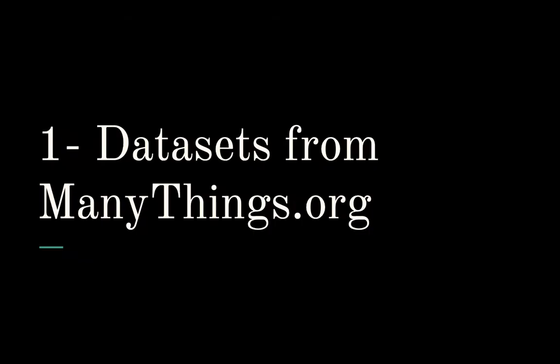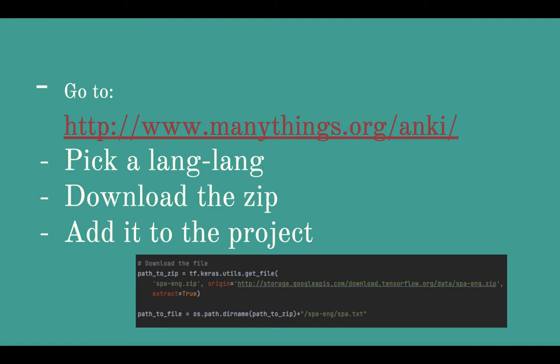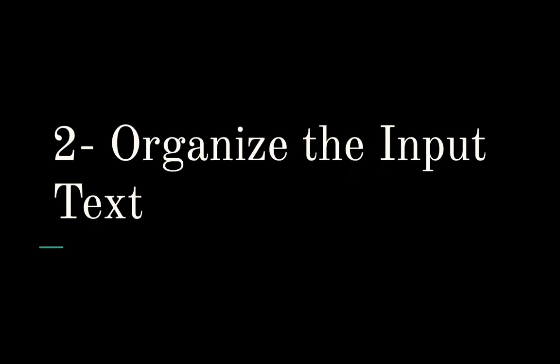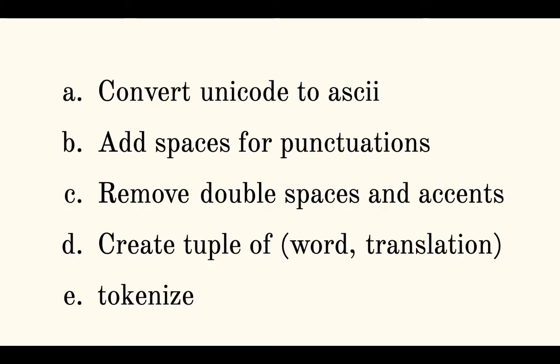So the first part is downloading that, and this is the code to add it to your program. Just like if you were doing machine learning, the iris data would be the same thing. Organizing the input, they have to convert the file from Unicode to ASCII code, add spaces before punctuation so that it could take that whole thing as one sentence, and remove double spaces and accents to make the text easier to read for the machine, and also create a tuple of the word from the original language to its translation that would be the one to be sent.